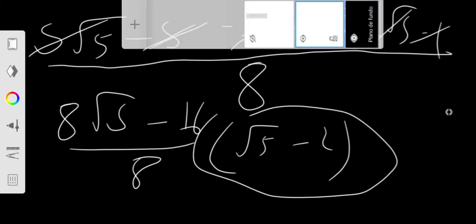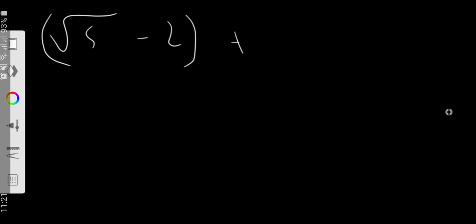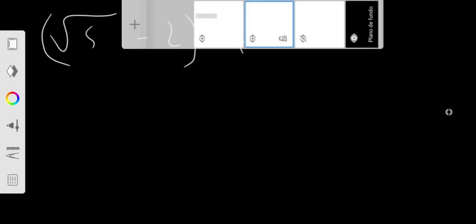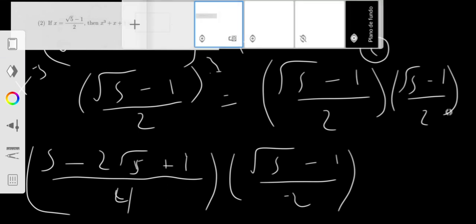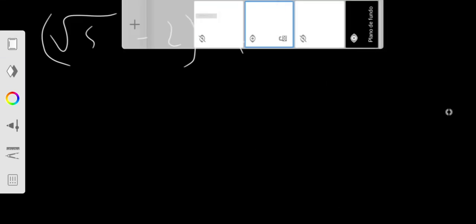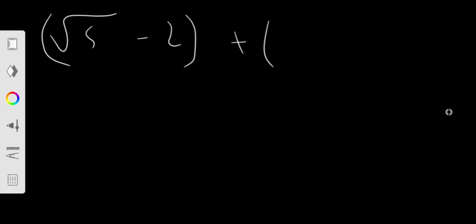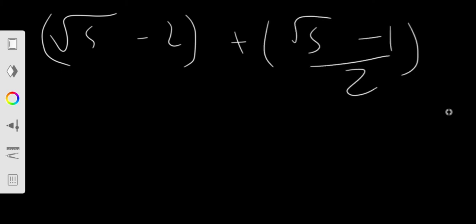So let's go to a new page. Our x cubed is the square root of 5 minus 2. And now we need to sum this with our simple x. What was our simple x? The square root of 5 minus 1 divided by 2, plus the square root of 5 minus 1 divided by 2, and all this plus 1. This is what he's asking us.